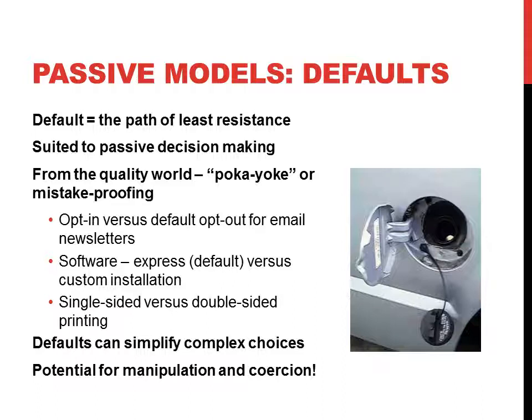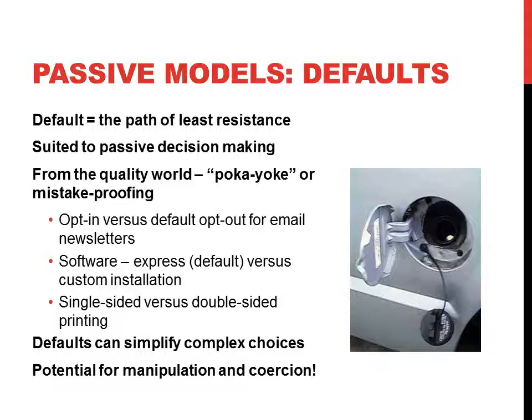We can view a default as the path of least resistance, and it's suited to passive decision making because of the several biases that we've learned about, status quo bias in particular, and then there's another attachment bias. People tend to be attached to what they have. They like to maintain the status quo, and when a choice is presented, then they will anchor and adjust closest to the default because they like to maintain a balance with the status quo, not losing anything.